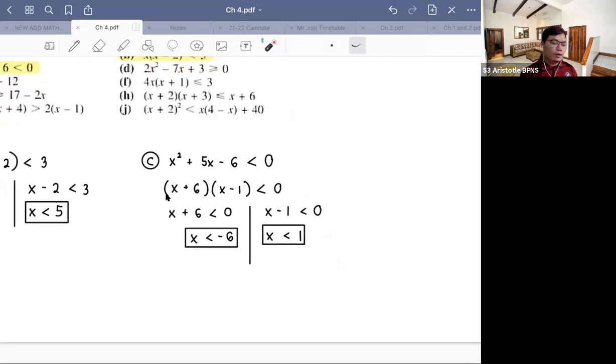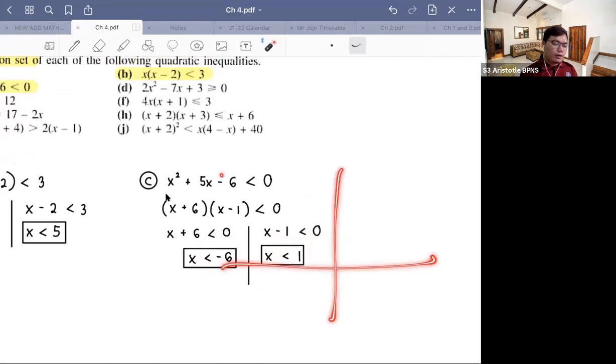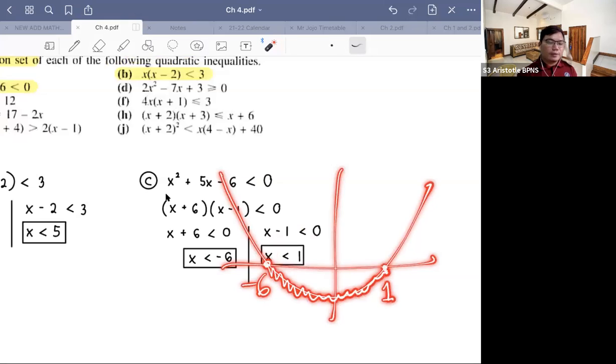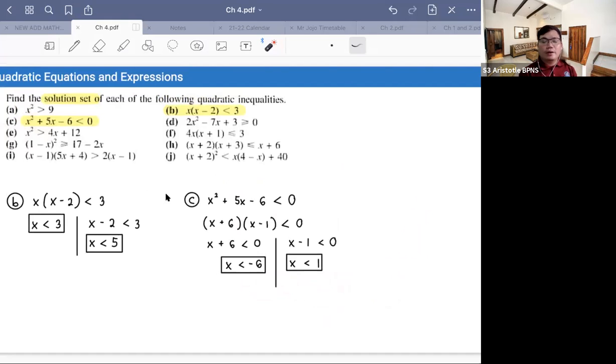All right. So this one. Okay, so that's your answer here. If you have the curve, it will start from negative 6, and then this is positive 1. So these are your solutions, everything here. Okay. And then, did you guys do letter H?